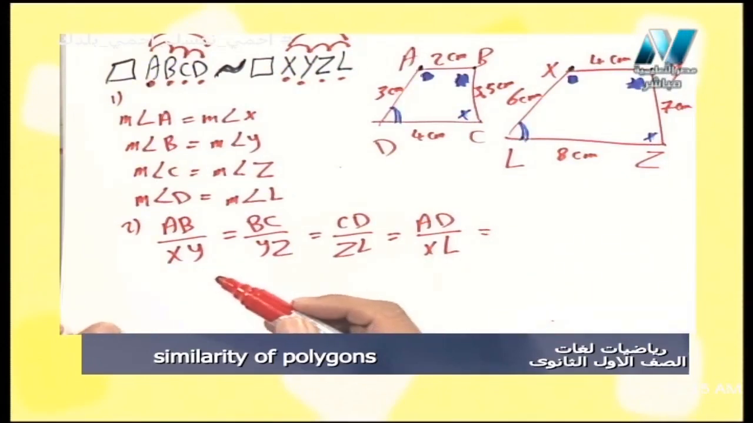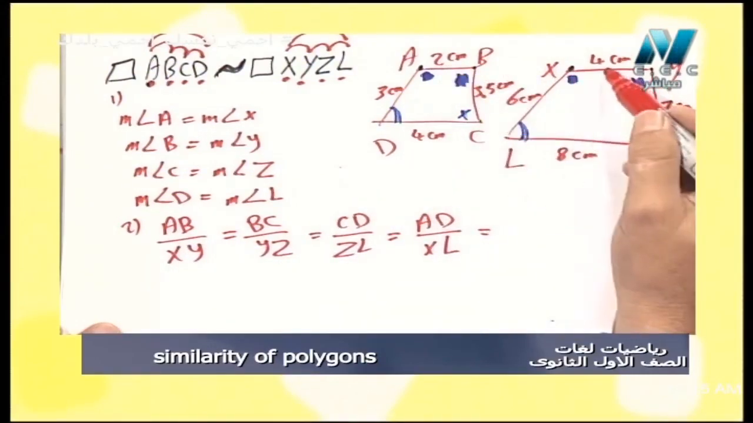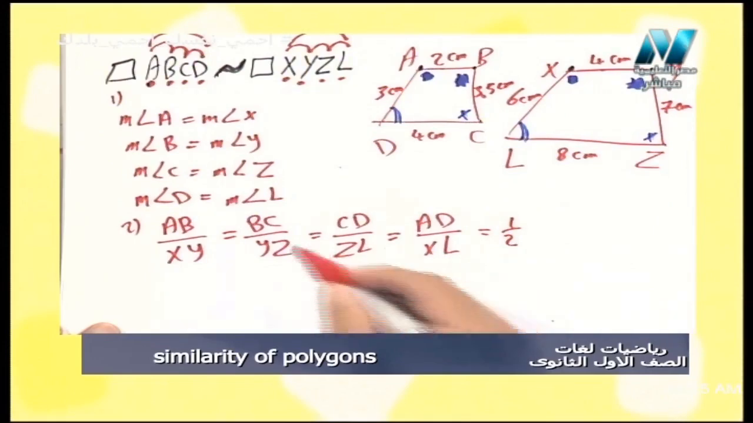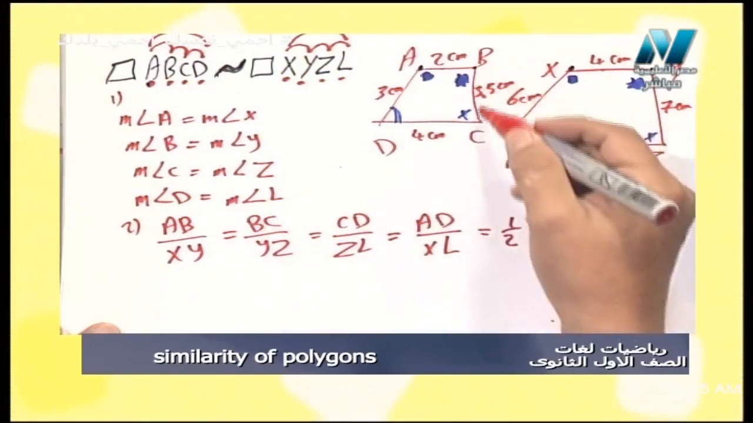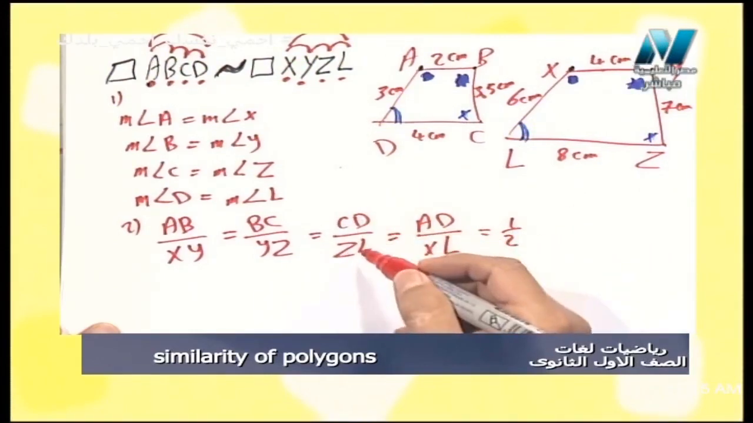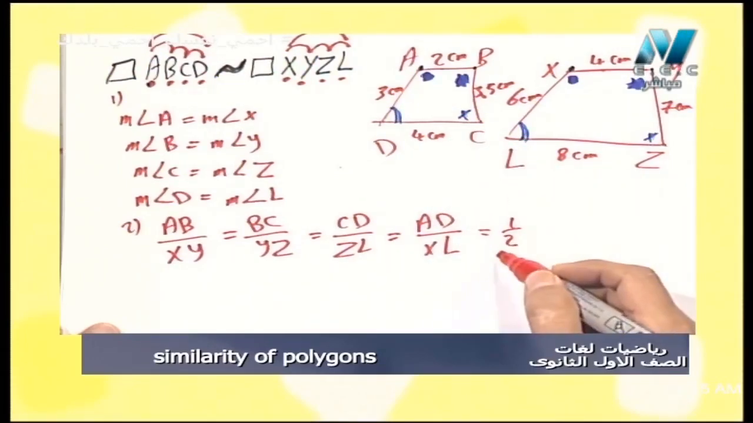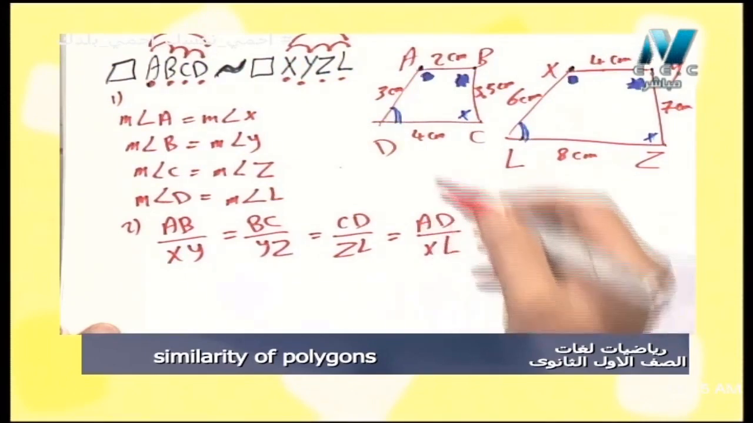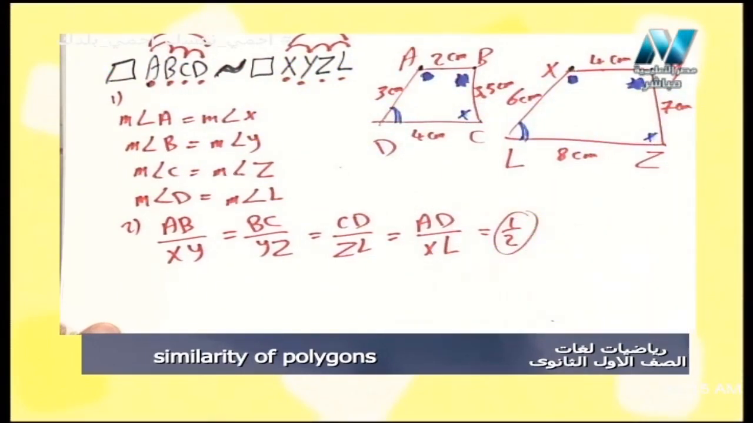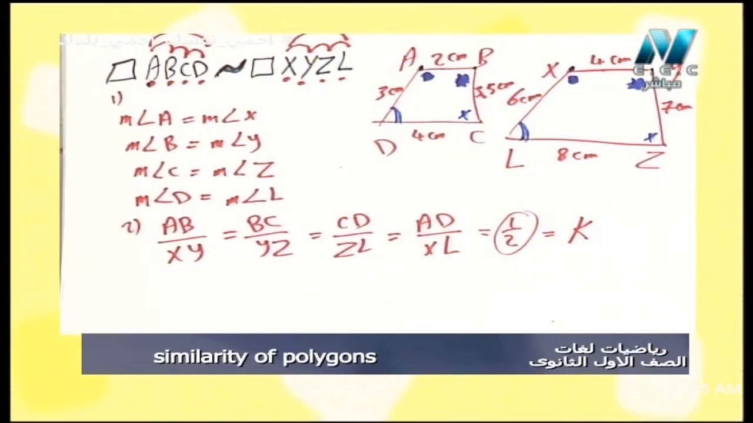If we calculate AB over XY here, 2 over 4 equals half, and BC over YZ, 3.5 over 7, equals half also, and CD over ZL, 4 over 8, equals half also, and finally AD over XL equals 3 over 6, so it's half. And we call half by the symbol K. What is the K? K, we call it the similarity factor.